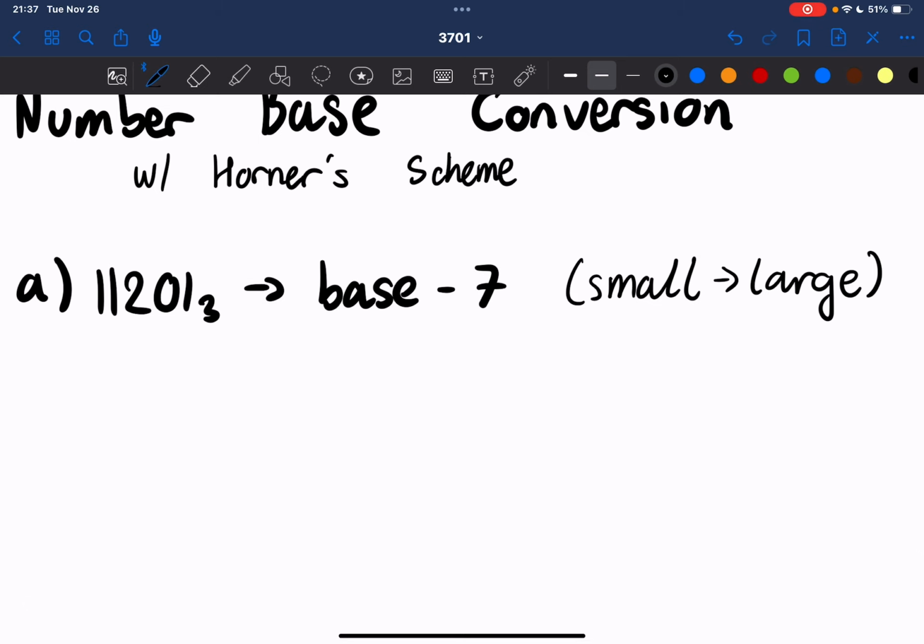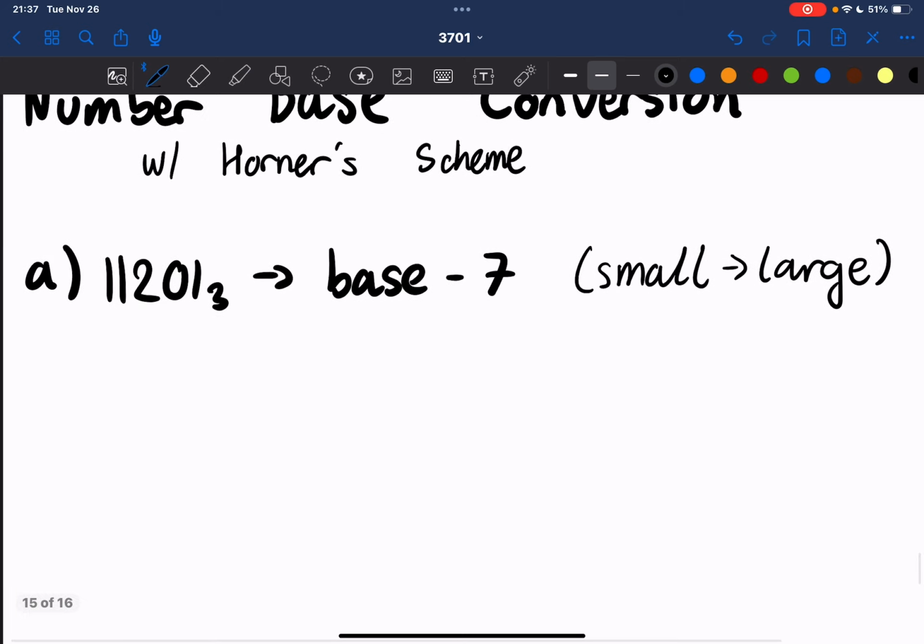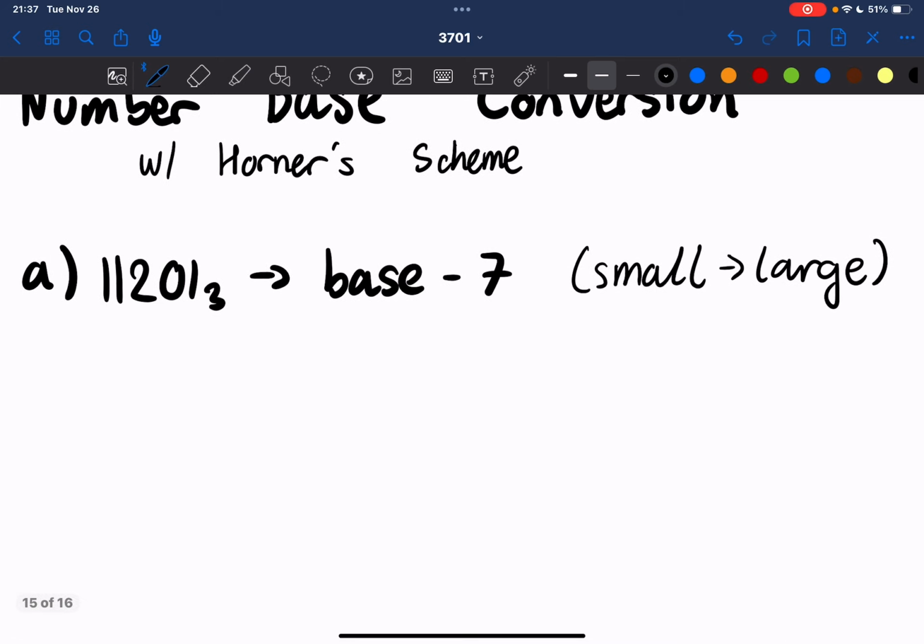This first example, we've got 11,201 base 3, and we're going to convert it to base 7. So we're going from a small base to a larger base. Now, how are we going to do this? Let's first rewrite our number, 11,201, into a format that's a little bit easier for us to calculate things. It'll kind of be like factoring out the threes in this case.